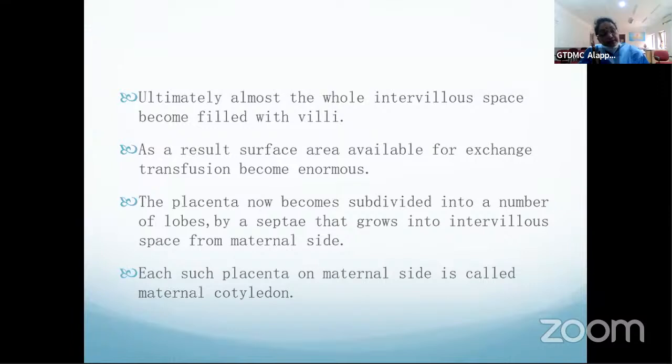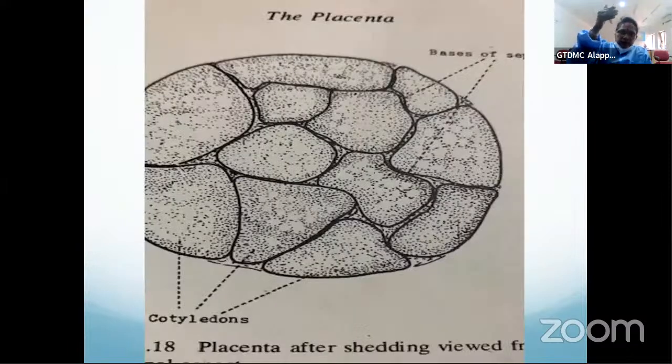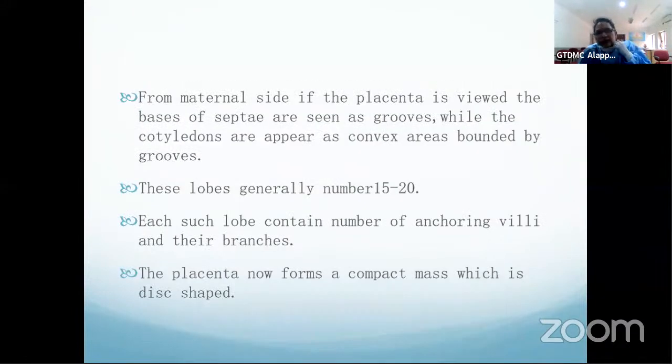The placenta now becomes subdivided into a number of lobes by septa that grow into the intervillous space from the maternal side. Septa are formed from the maternal side, and these form each cotyledon. So the whole placenta is divided into small cotyledons by septa, formed from the maternal wall. When the maternal side of the placenta is viewed, the bases of the septa are seen as grooves, while the cotyledons appear as convex areas.